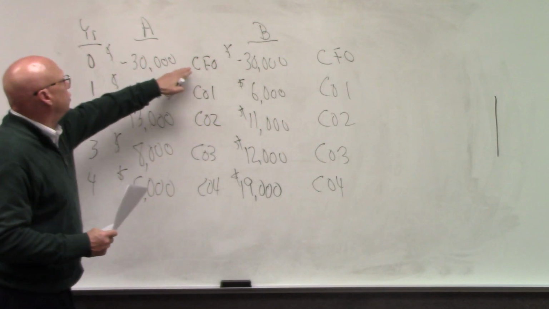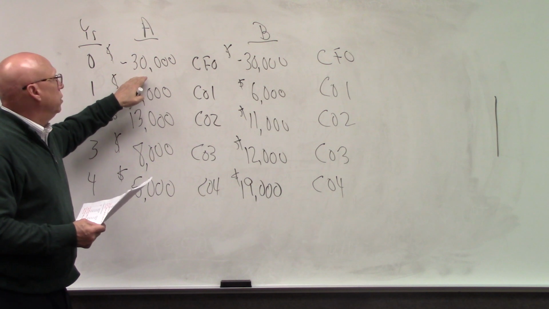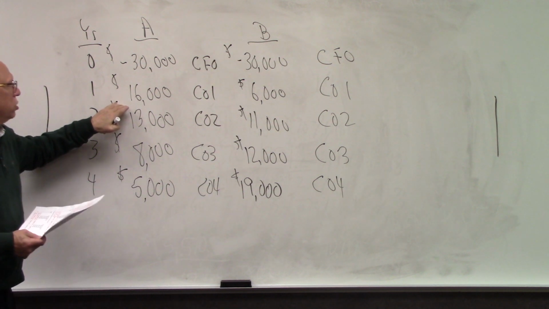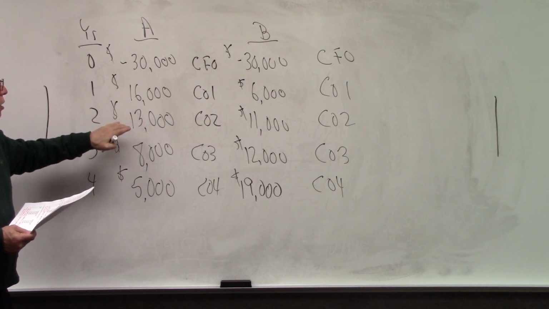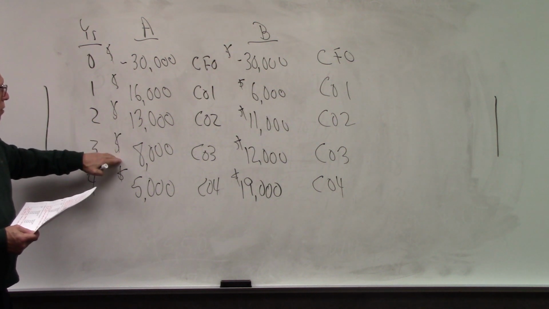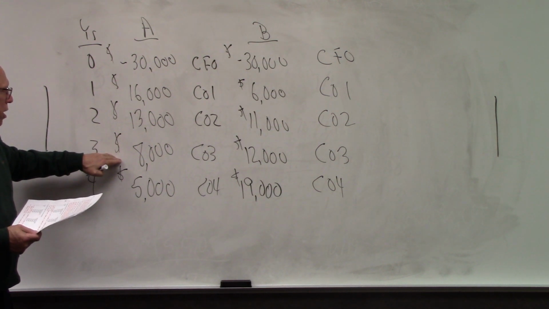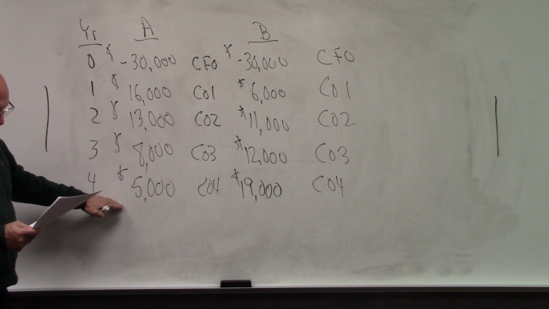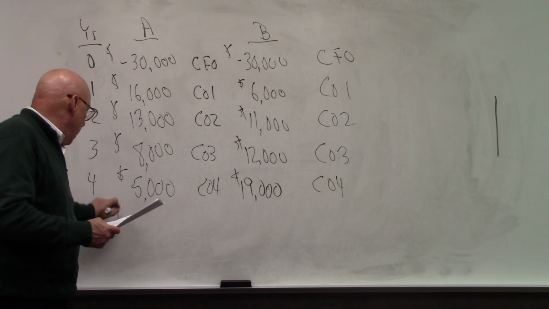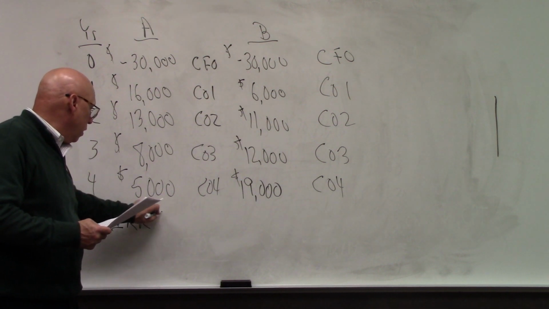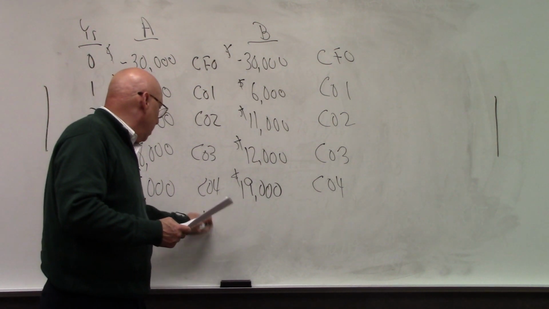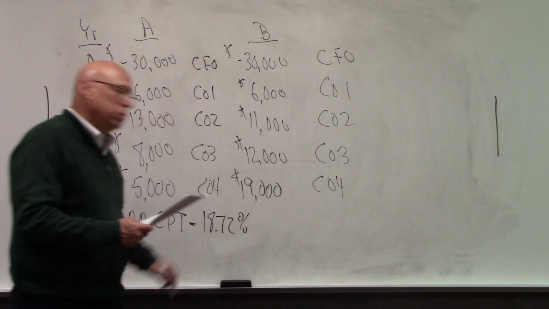So here is CF0 for project A, 30,000. Enter, down, plus minus. Enter, down arrow, C01, 16,000. Enter, down arrow. C02 is 13,000. Enter, down arrow. C03, 8,000, enter, down arrow, and C04 is 5,000, enter, down arrow, IRR, compute, and you get 18.72%. Okay?